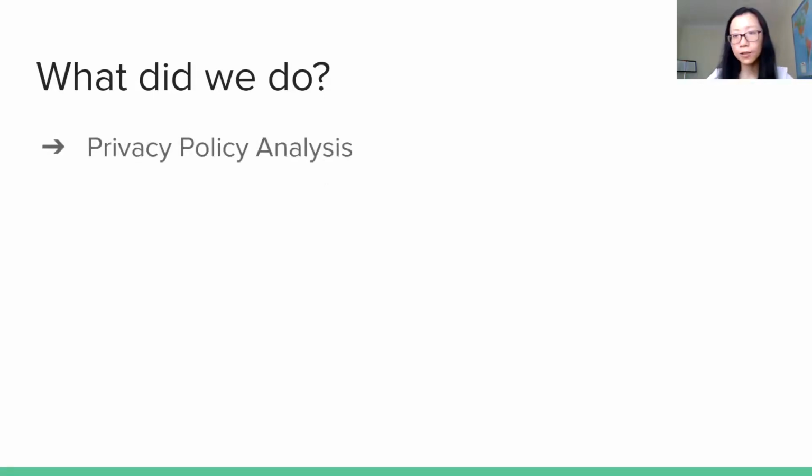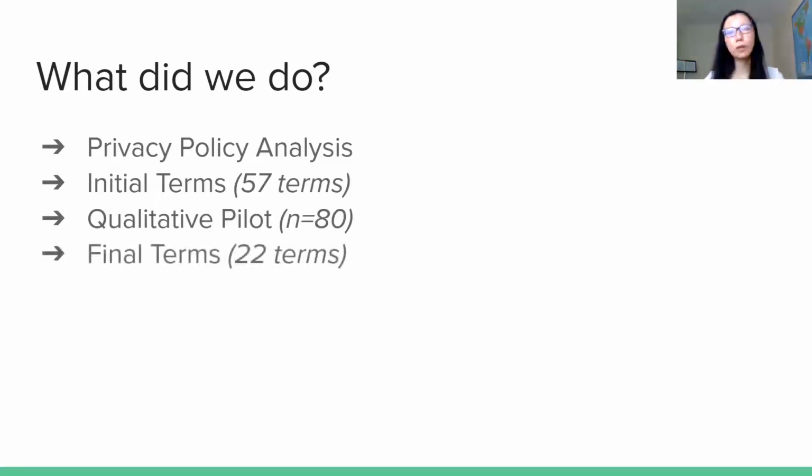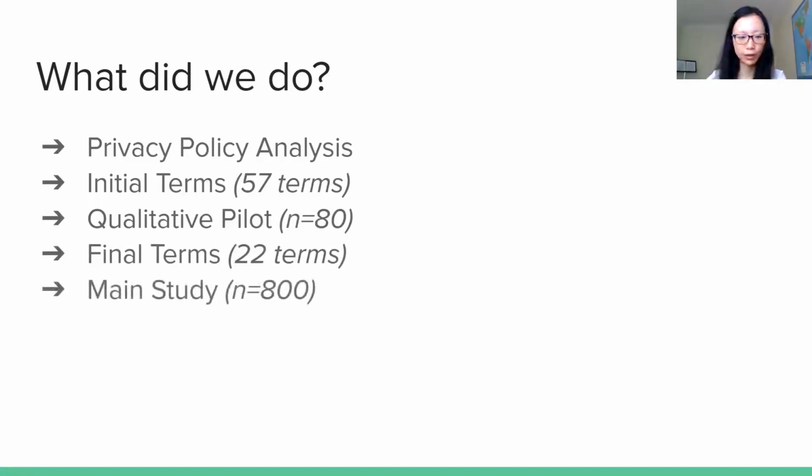Since we're looking at privacy policies, we had to read and analyze them. So we did that, and we read a bunch of privacy policies and extracted a set of 57 initial technical terms of interest. And using these terms, we ran a qualitative pilot of 80 people on Amazon Mechanical Turk. Our MTurk workers were always located in the United States and had a 95% plus acceptance rate. From the qualitative pilot, which we used to look at which terms were commonly misunderstood, we ended up with a final set of 22 terms. And these are the 22 terms we used for our main study of 800 users on Amazon Mechanical Turk.